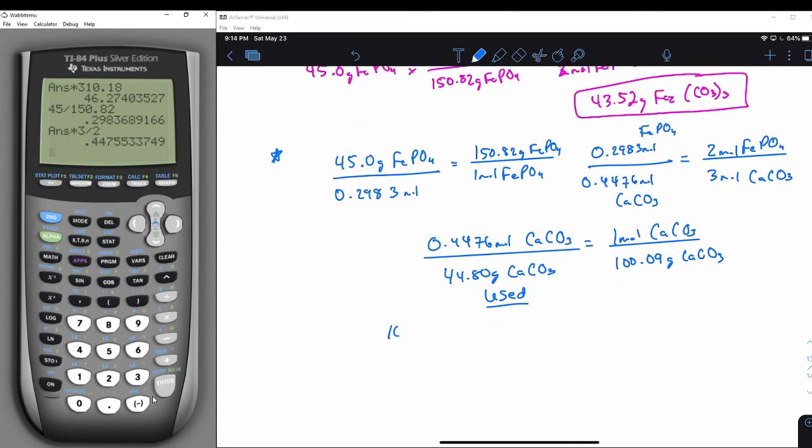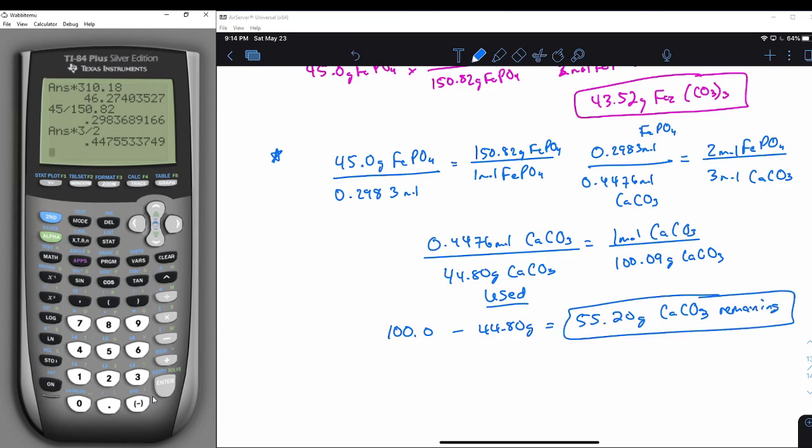So therefore it's 100 minus 44.80 grams. So you have left over 55.20 grams of CaCO3 remaining. So that's how much didn't react because you ran out of the other reactant. Okay. One last problem here, again, to do limiting reactant.